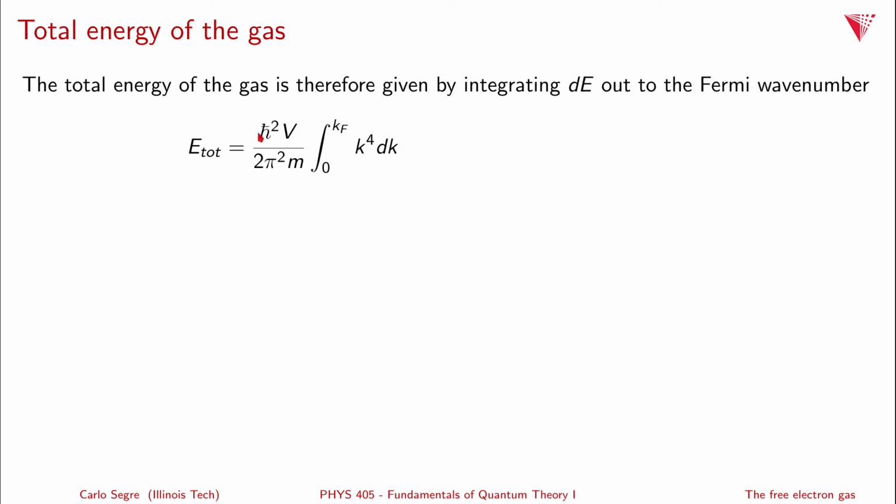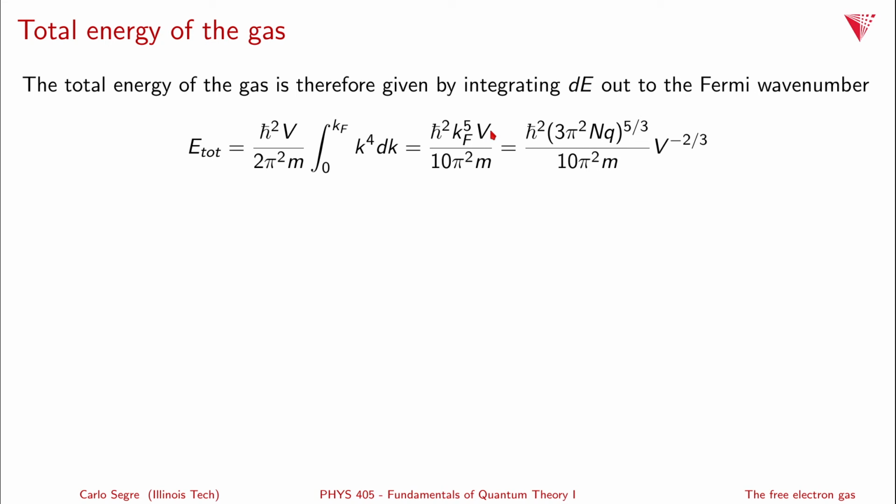E total then is h bar squared V over 2 pi squared m, integral from 0 to k sub F of k to the fourth dk. Well, that's a straightforward integral. It gives us k to the fifth over 5. So now when you evaluate it at 0, it gives you 0. At k sub F, it gives you k sub F to the fifth. So we have h bar squared times k sub F to the fifth times V over 10 pi squared m.